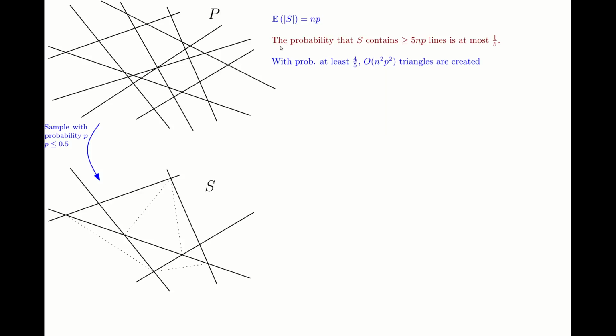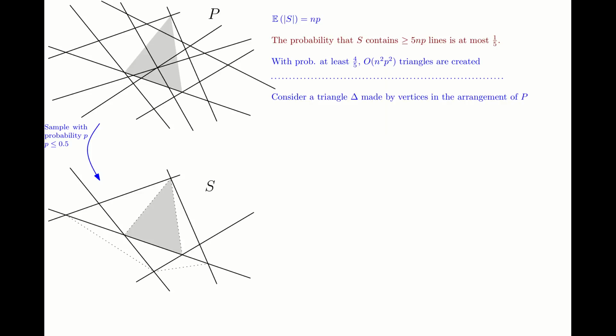This is considered a bad event, so that's why this is drawn in red. With probability 4/5, this bad event of having too many lines does not happen. In other words, with probability at least 4/5, we will sample at most 5 times np lines, and therefore by triangulating we'll create on the order of n squared p squared triangles. Let's keep this in mind.